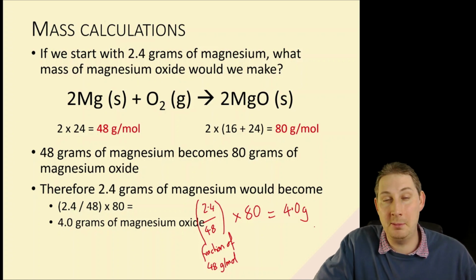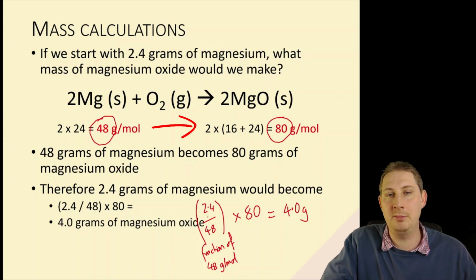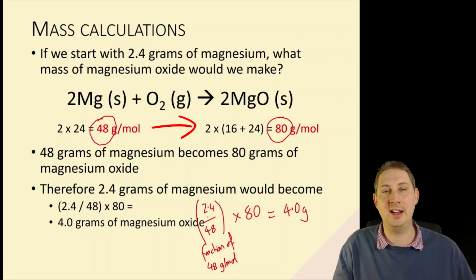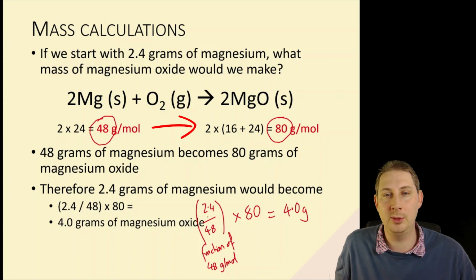Now some of you here might be screaming for a formula, and I'm not going to give you one because I want you guys to understand what we're doing here with the maths. We're saying that if 48 grams becomes 80 grams of magnesium oxide, we just need to be able to work out the fraction of that we start with, which will be the same fraction of that we end with.